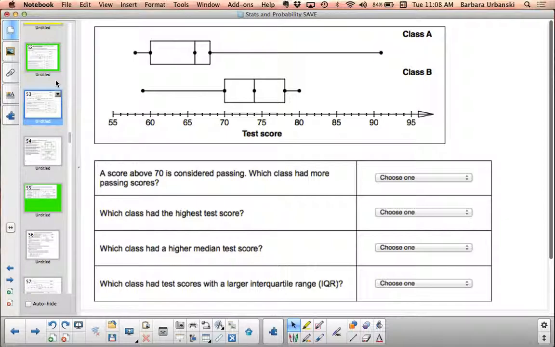We have a minimum and a maximum. So here's our minimum. Our maximum for Class A is over here. The maximum for Class B is over here. When we take a look at our middle number, the median, for Class A, it's going to be right here. For Class B, it's going to be here.